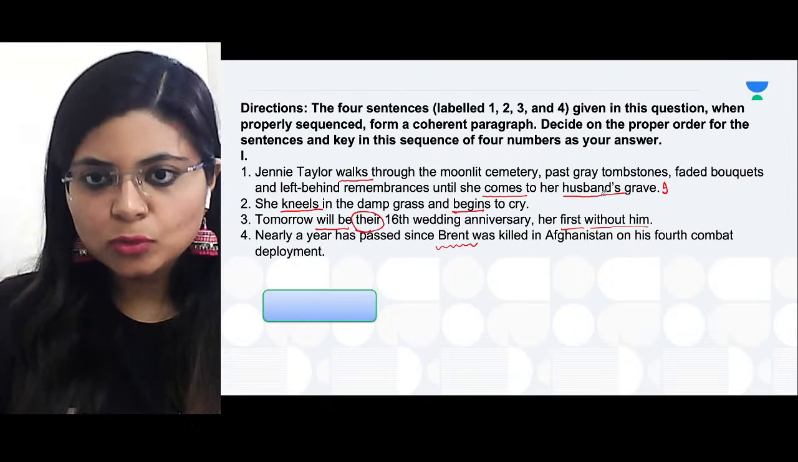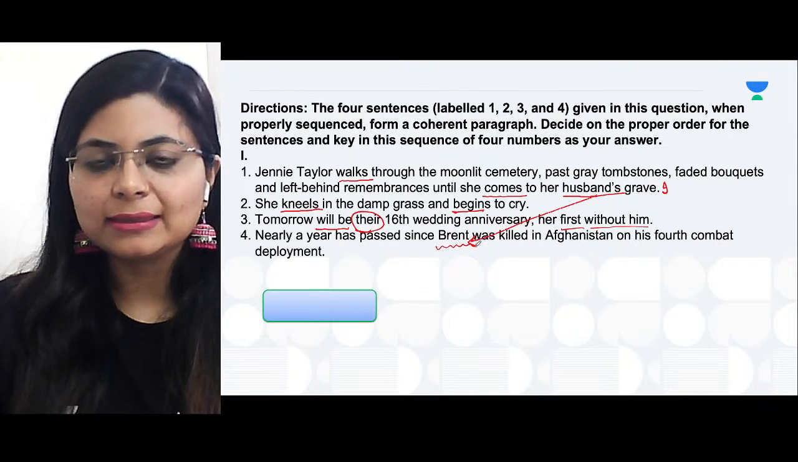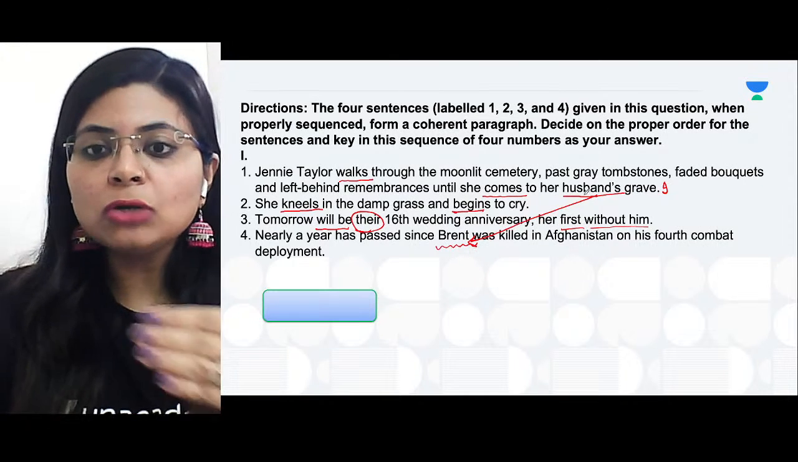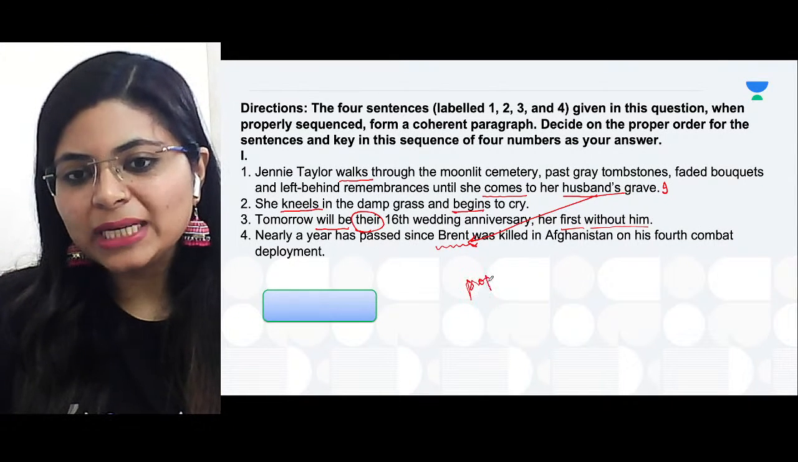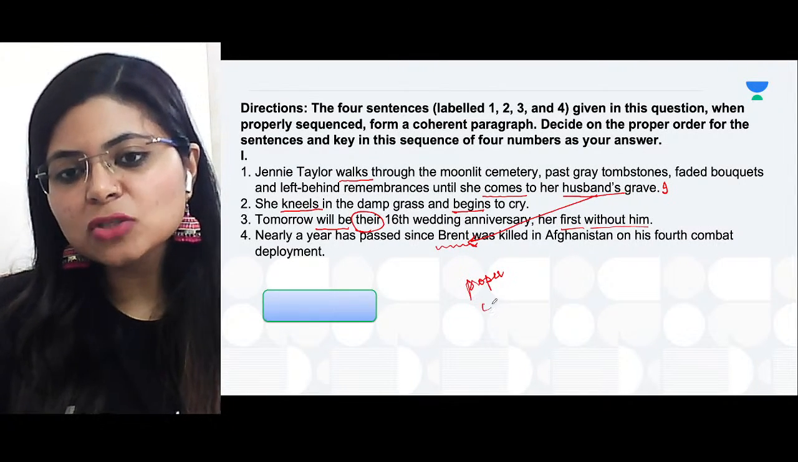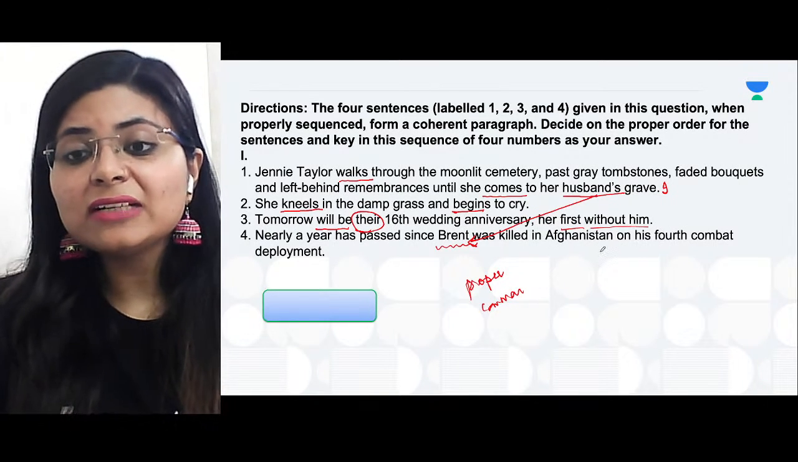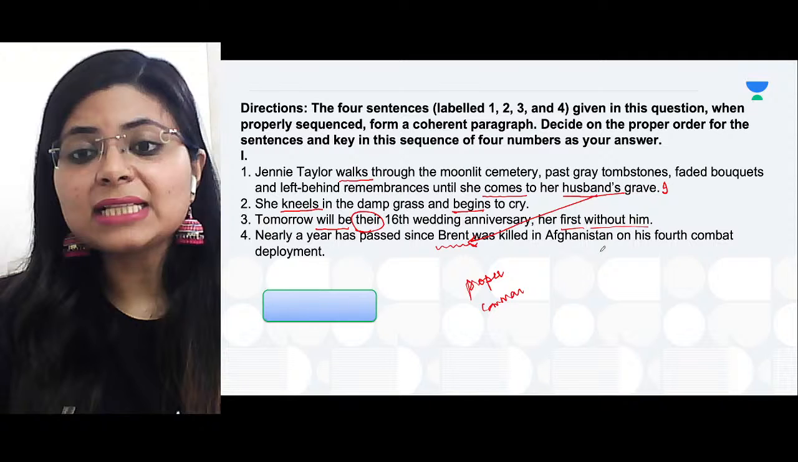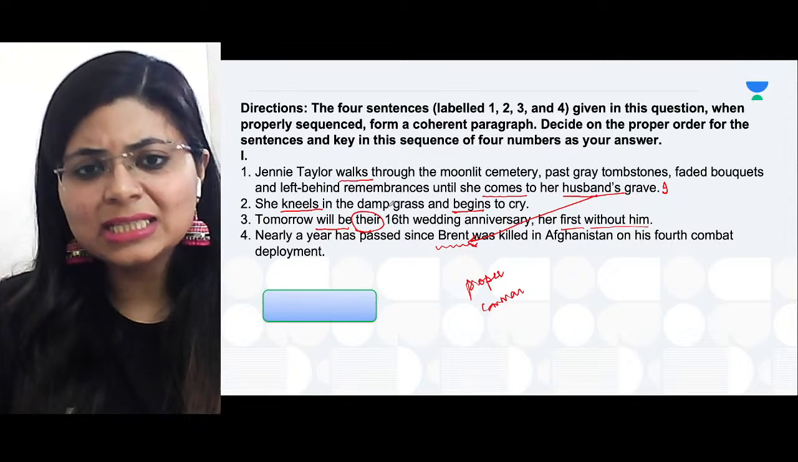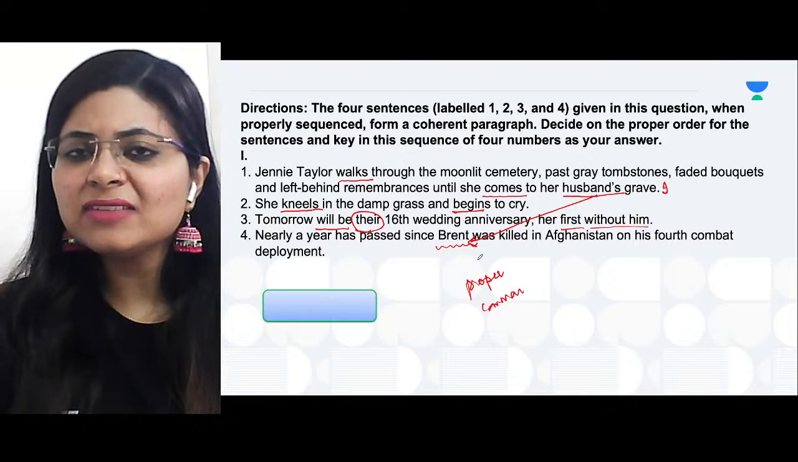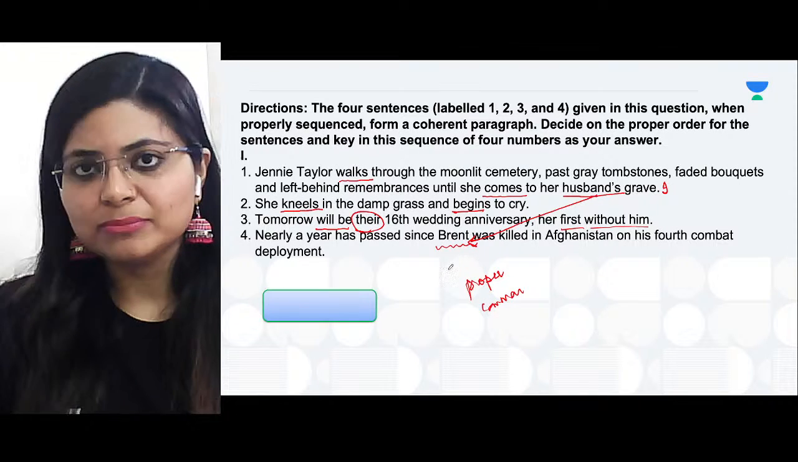Nearly a year has passed since Brent, who is the husband, noun pronoun link. Here, in fact, it's not a noun pronoun link, it's a proper noun, common noun link. So the proper noun is Brent, and then her husband is a common noun. The word husband is a common noun. Was killed in Afghanistan on his fourth combat deployment. Then what does she do? She kneels in the damp grass and begins to cry. Why? Because tomorrow will be their 16th wedding anniversary, her first without him.